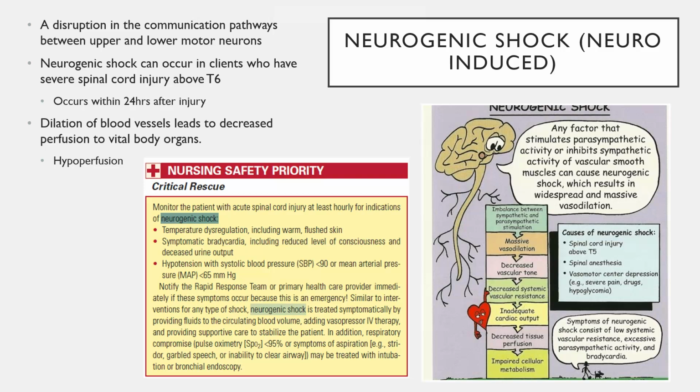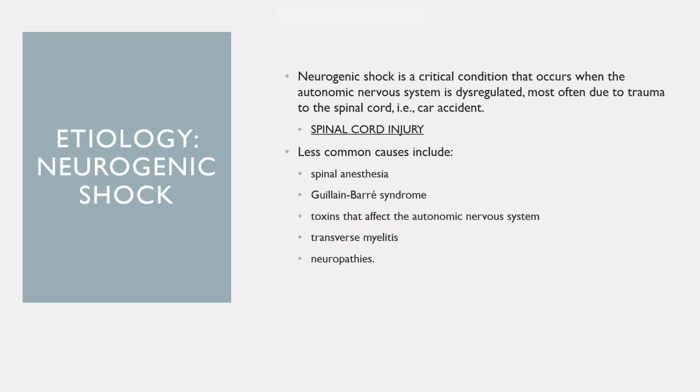Just remember, hopefully we talked about spinal shock in class. It is not the same as neurogenic shock. So neurogenic shock occurs within 24 hours. It is most common in injuries at or above T6. It is life-threatening. It happens within that first 24 hours. It is a disruption in communication of the motor neurons, ultimately leading to massive vasodilation.